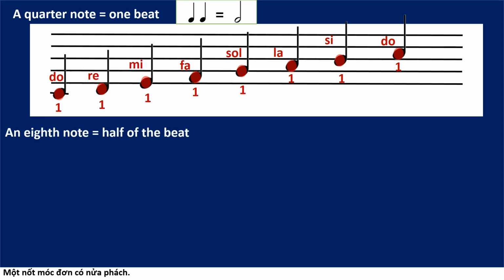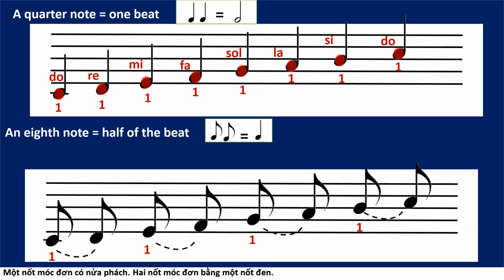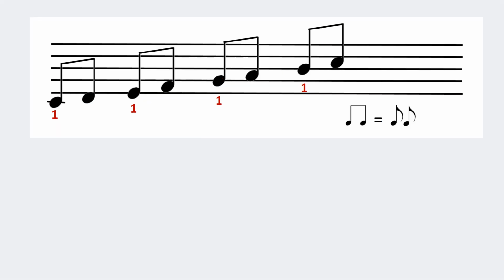An eighth note has half of a beat. 2 eighth notes equal 1 quarter note. Clap at do, mi, sol, si. Do, re, mi, fa, sol, la, si, do. Repeat again. Do, re, mi, fa, sol, la, si, do.